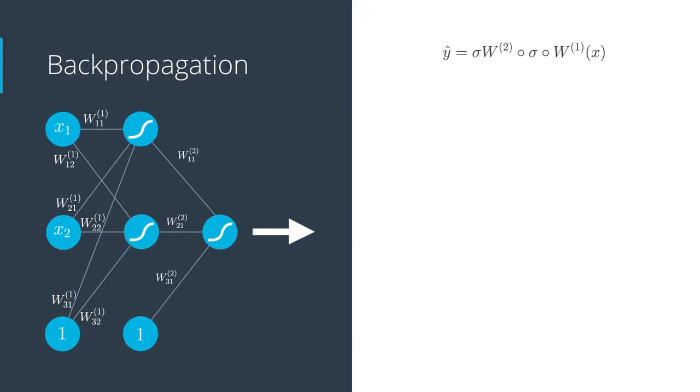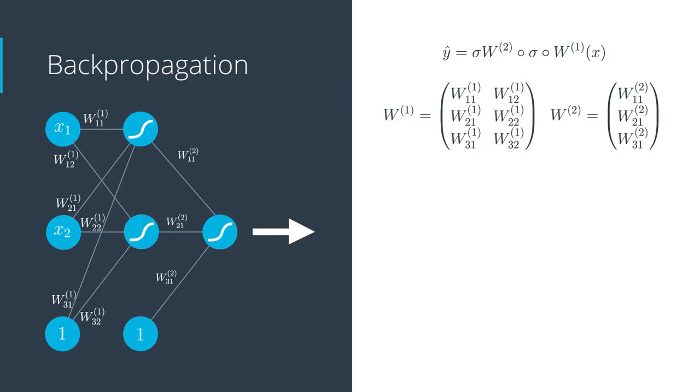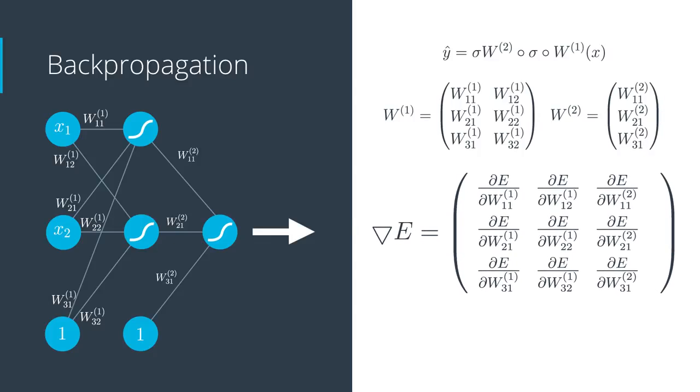If we want to write this more formally, we recall that the prediction is a composition of sigmoids and matrix multiplications, where these are the matrices, and the gradient is just going to be formed by all these partial derivatives. Here it looks like a matrix, but in reality it's just a long vector.